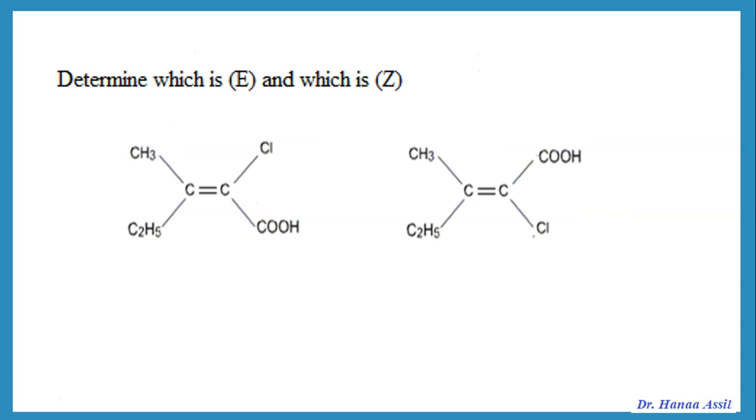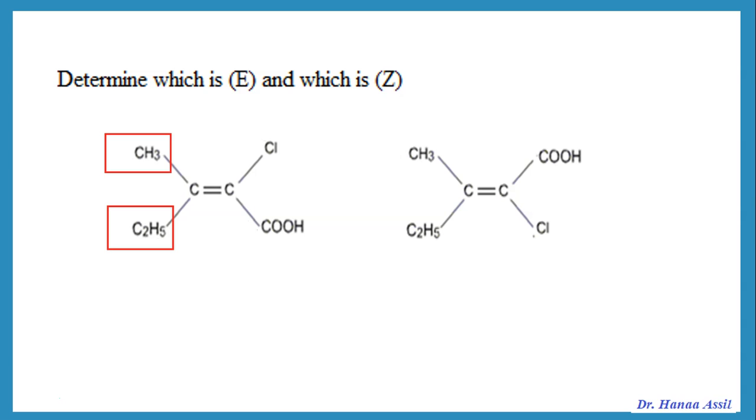So if we say determine which is E and which is Z, well, for each carbon, we're going to choose which one has higher MR. So the carbon on the left of the double bond, in the structure on the left, has a CH3 and a C2H5. Which one has higher MR? Of course, one carbon or two carbons attached to each other, then it is the two carbons. So the C2H5 on that side is higher MR.